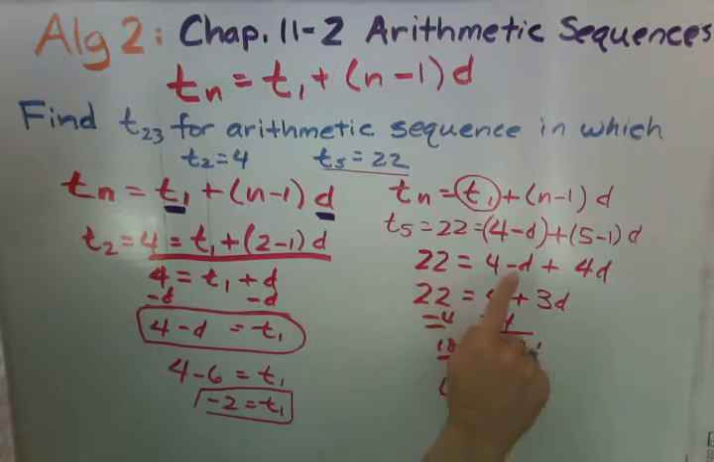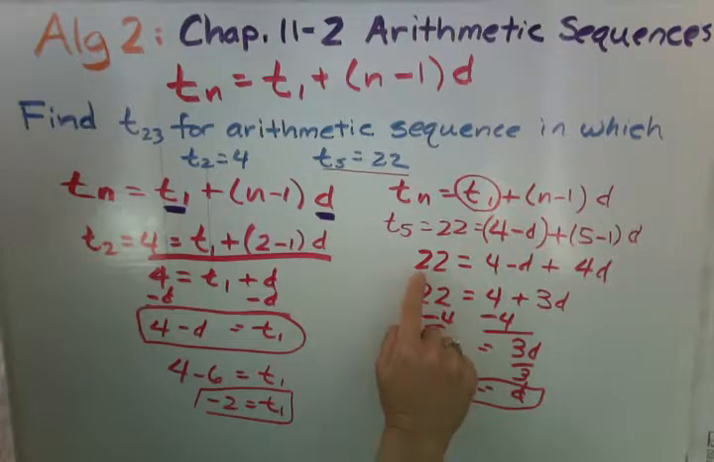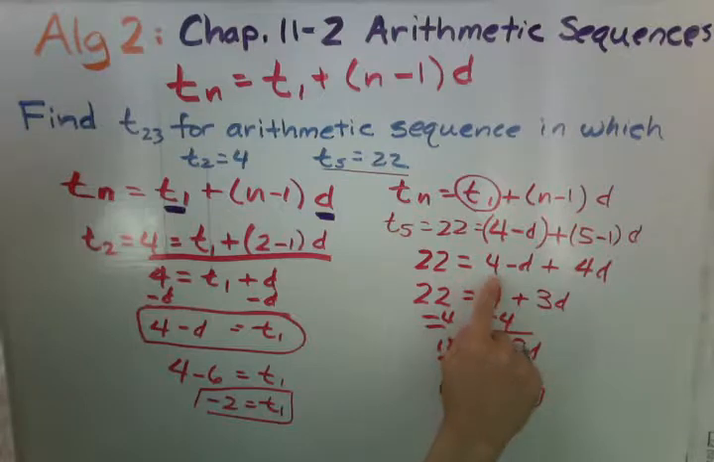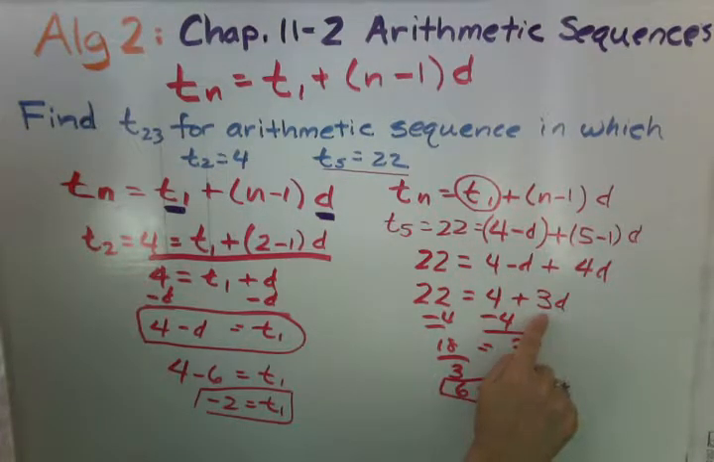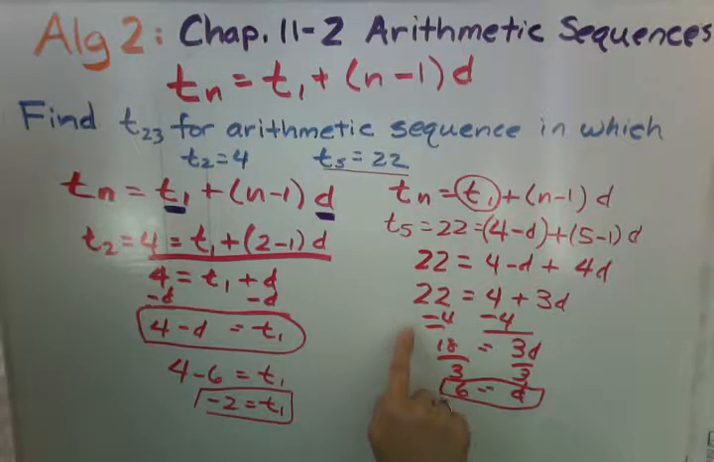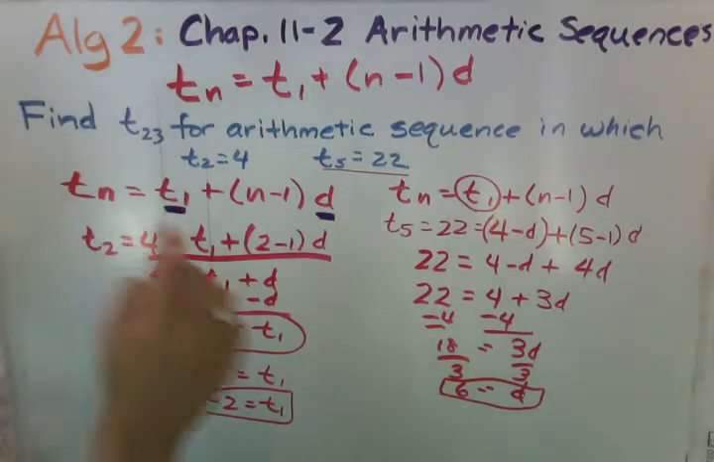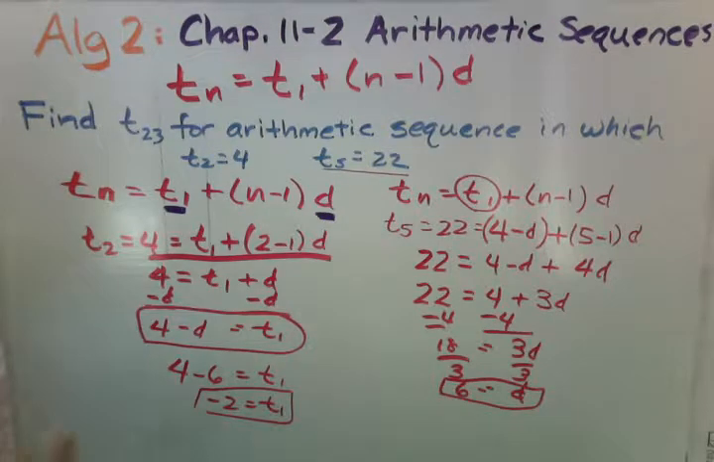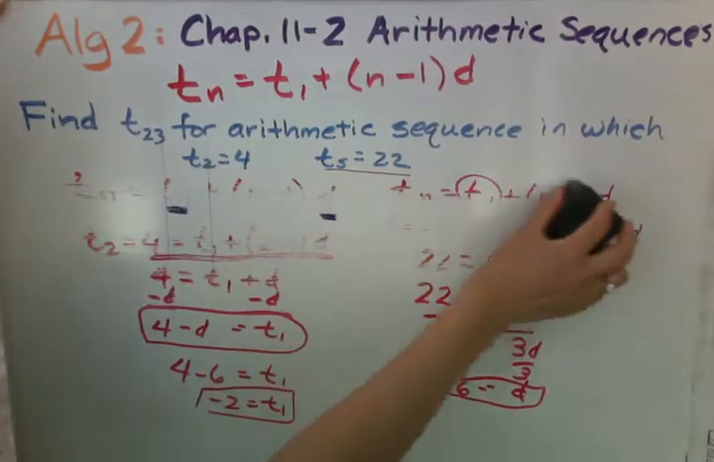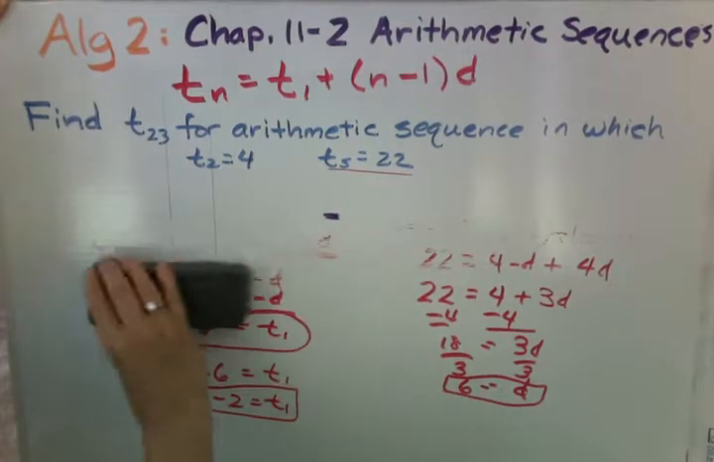Then it's just basic algebra. We're solving for d. Make sure you recognize how to combine like terms. 4 minus d plus 4d is 3d plus 4. Subtract 4 from both sides. Get 18 equals 3d, and then d equals 6. These are just basic algebra steps. Now that we have this, I'm going to plug it in to the original problem.